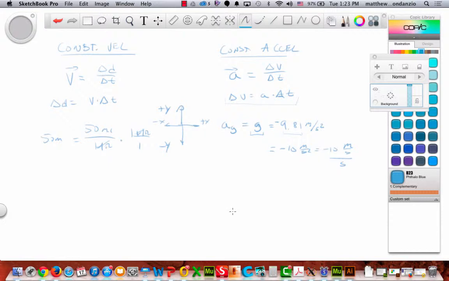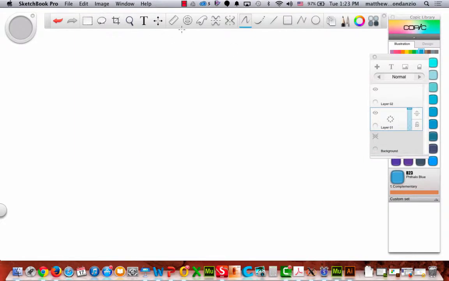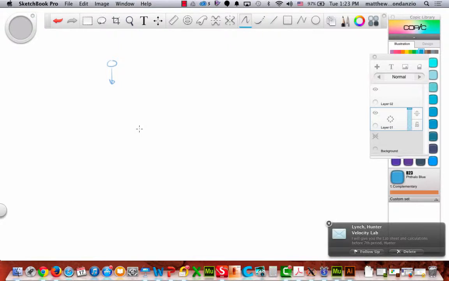Exactly. So it's changing, and it's changing positively in the negative way. The magnitude is increasing negatively in the negative direction. So like velocity increases, but the direction is negative. Correct. My magnitude increases, but it's in the downward direction. Okay.